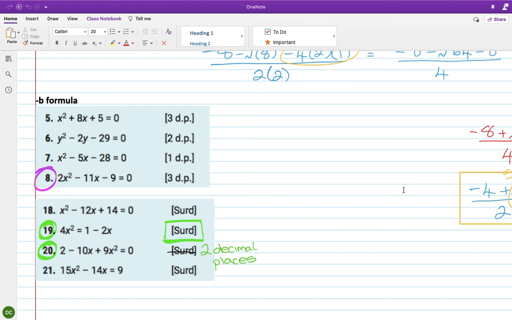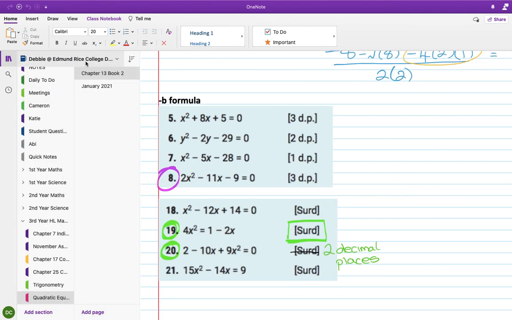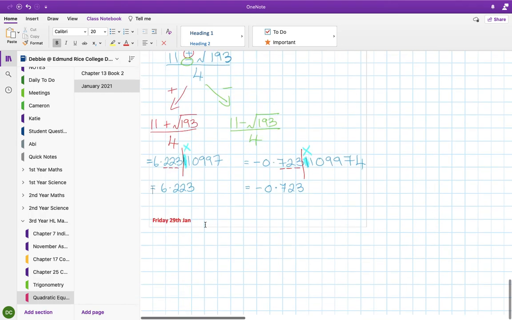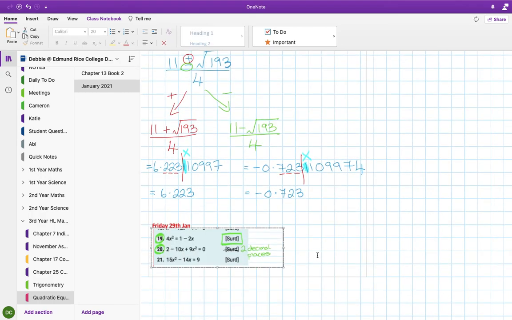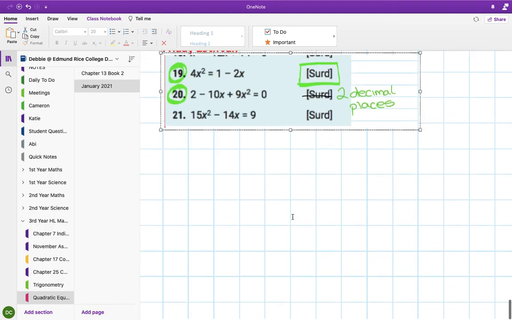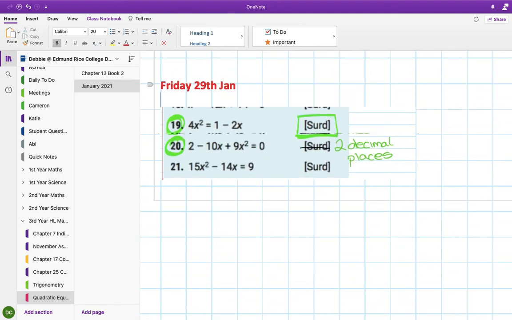Okay, so I'll throw this into the journal. Okay, so that's there. And that is due for Monday.